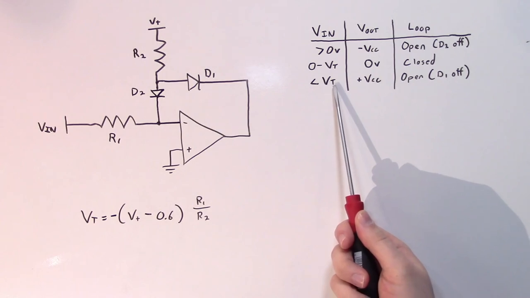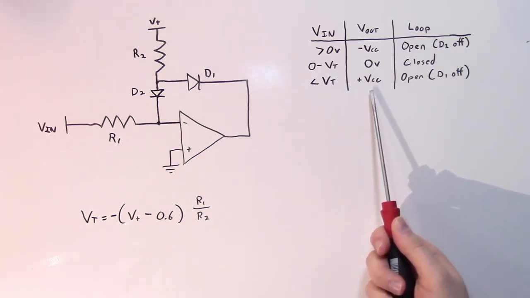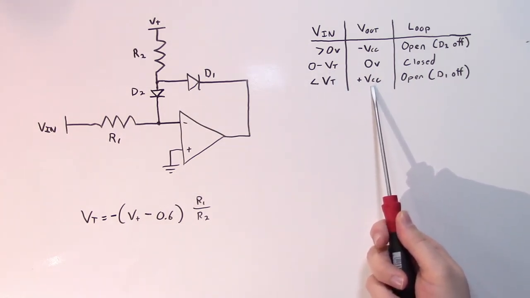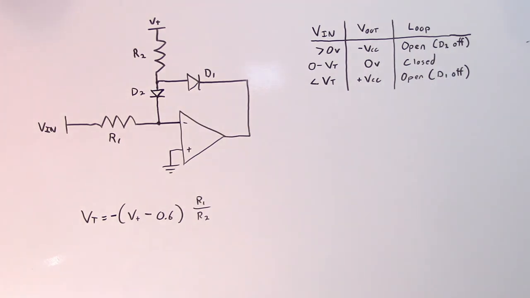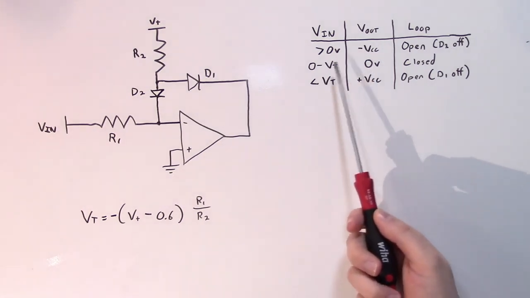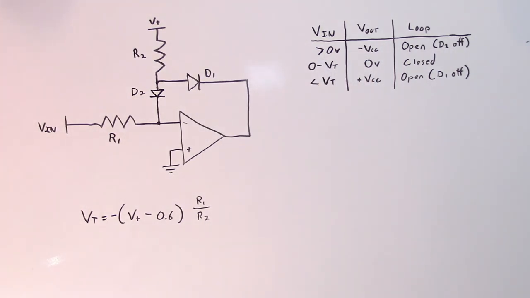For input voltages below our trip voltage, the output of the op-amp is going to drive to its positive rail because the loop is once again open since D1 is reverse biased and turned off. Now you'll notice here that our high voltage in our voltage window is always 0 volts, and it's not variable. The other thing you'll notice is, of course, our trip voltage has to be negative. So if you need a window comparator where the window is between 0 volts and some negative voltage, this circuit would certainly work just fine.